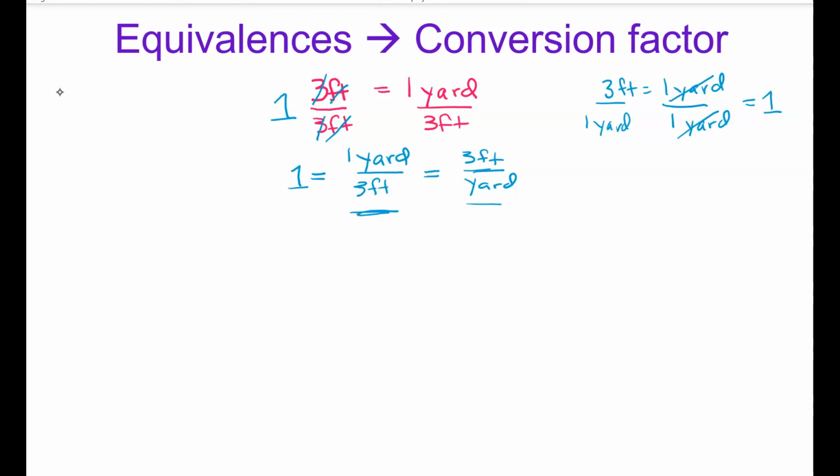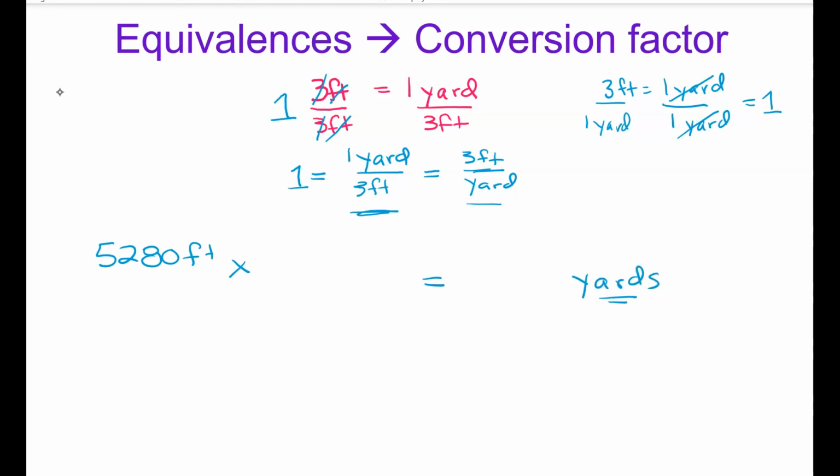So let's say I have a mile, I have 5,280 feet, and I want to know how many yards that is. So I can use my conversion factor to get the number of yards.